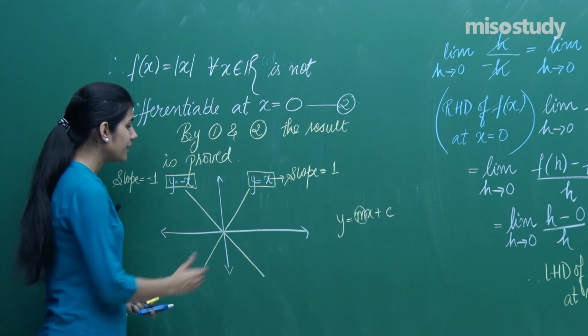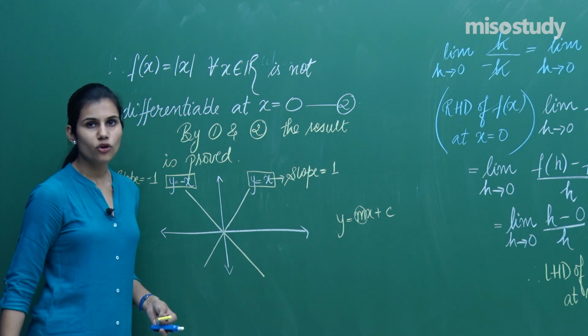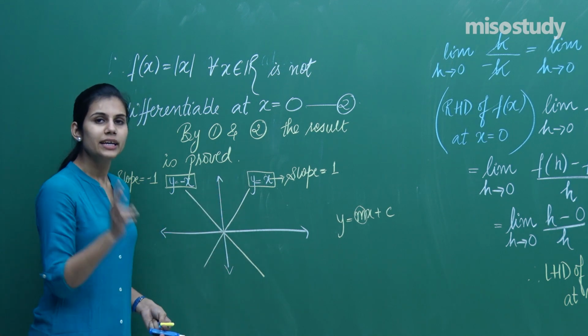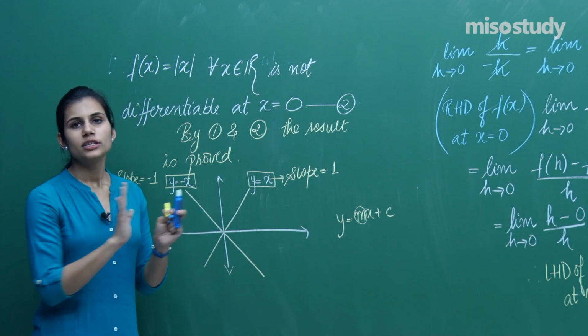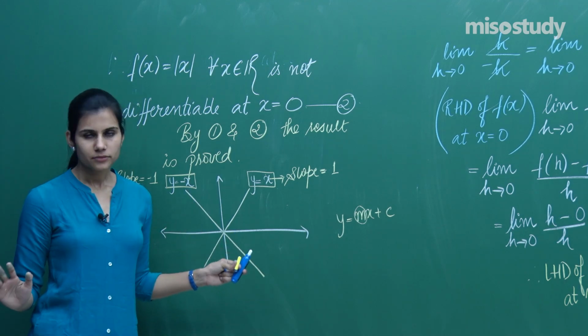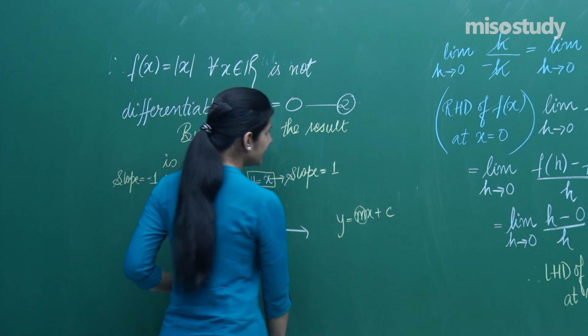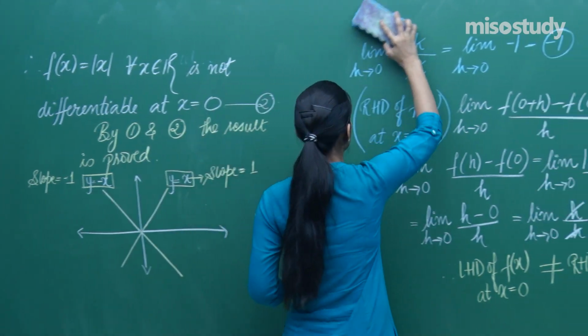Fine. There are infinitely many tangents which can be drawn over here. Right now just 2 of them giving 2 different slopes suffice to conclude that the function is not differentiable at this point. Fine. Let's proceed further with some more results.